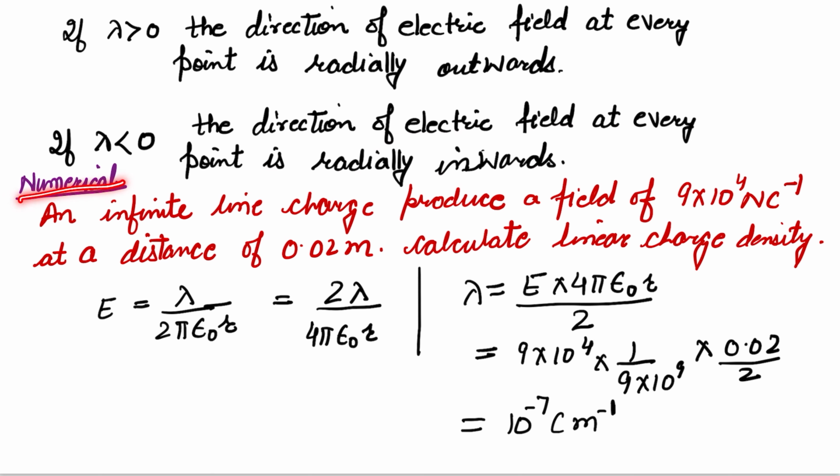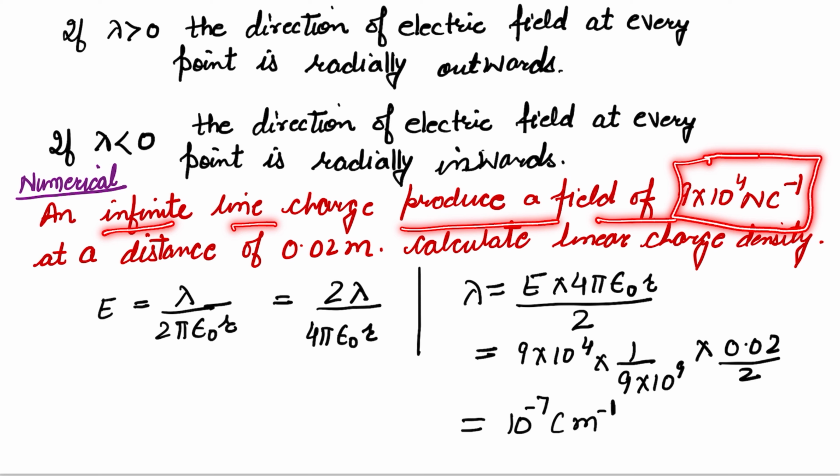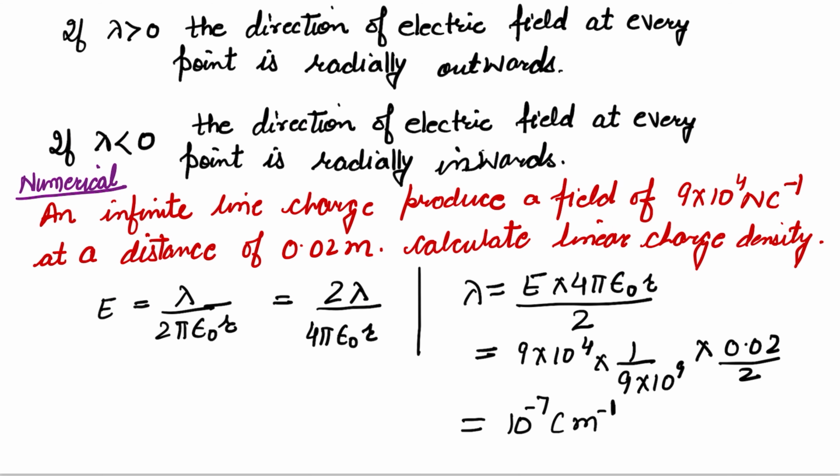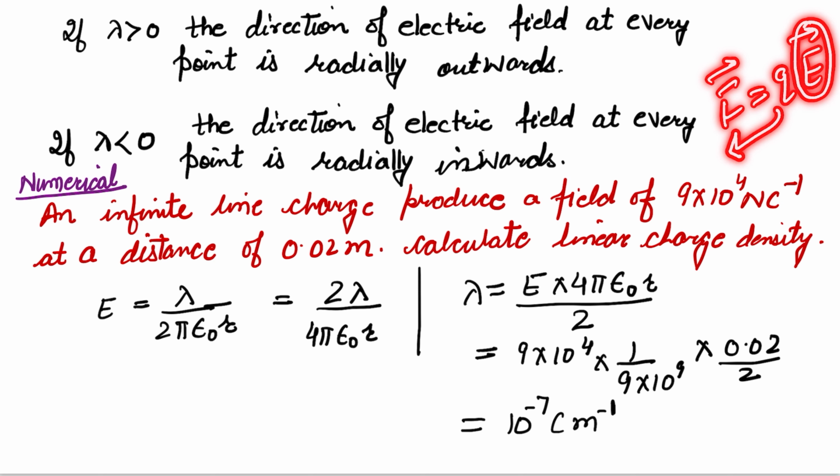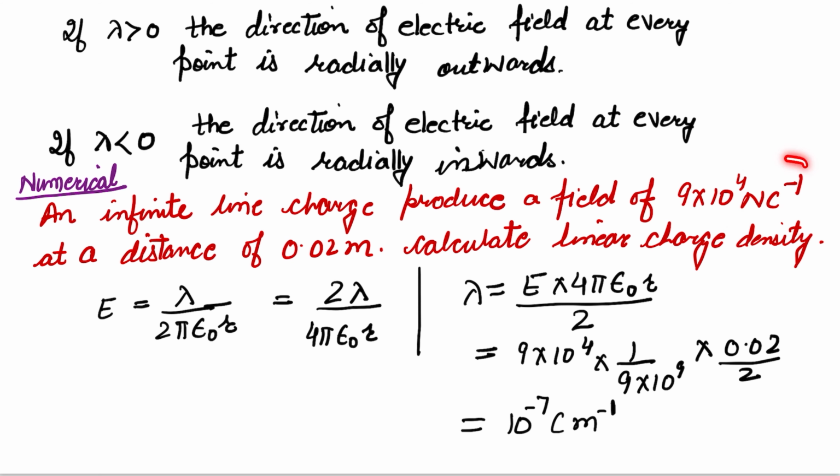Now we do a simple numerical to understand the things. An infinite line charge produced a field of this much, means this is the value for the electric field, that is 9 into 10 raised to power 4 Newton per coulomb, right? How do these units come for the electric field? We know that force can be written as Q into E. If I want to calculate the units for electric field, they will be force divided by the charge unit. So it is Newton, the units for force, coulomb inverse are the units for charge. Newton and coulomb both are the SI units, so no conversion is required.